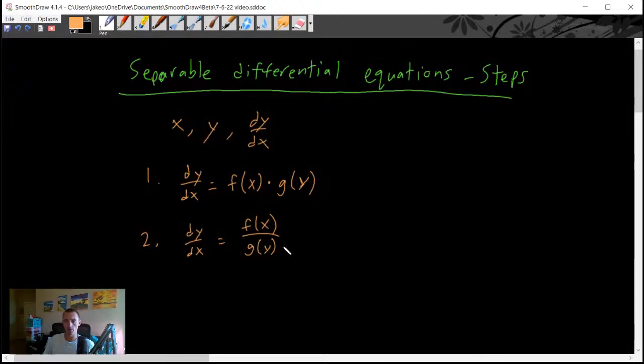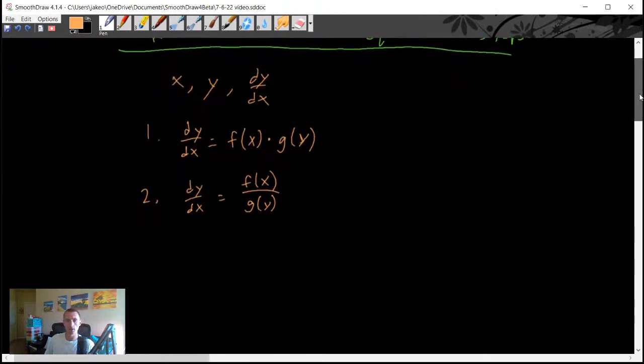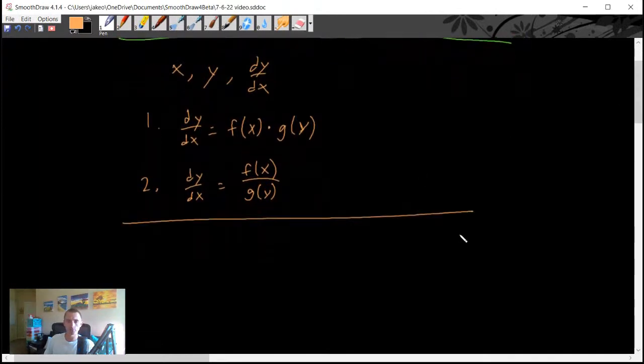So from there, the first step, like I said, is you would want to get it into one of these two forms. Okay, once you've gotten it into one of these two forms, the next step is to separate your x terms on one side of your equation and your y terms over to the other side of the equation.